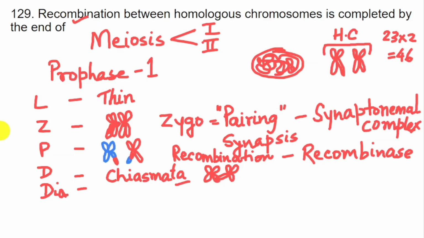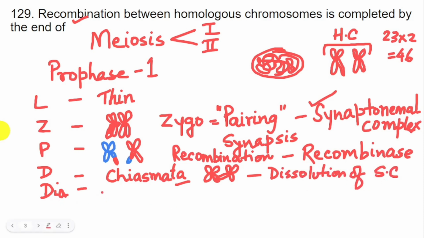Pairing was brought about by synaptonemal complex. So separation will be brought about by dissolution of synaptonemal complex. So in diplotene stage, you will also see dissolution of synaptonemal complex. The last one is diakinesis. This is terminalization of chiasmata. So the chromosomes will be seen as separate structures. So these are the key events of the substages in meiosis.